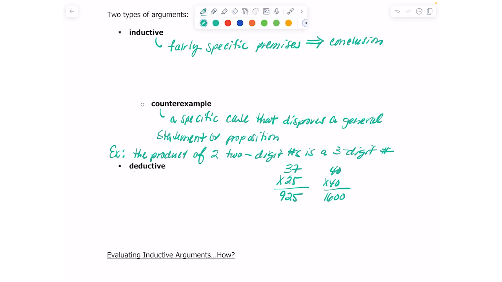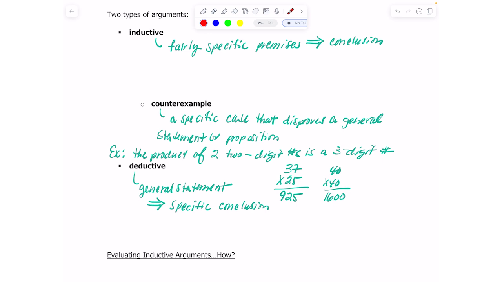So now if we look at deductive reasoning, that's when you're given a general statement and from there, you should get a specific conclusion. So think of them as kind of in reverse. Here you've got specific leading to general for inductive, and here you have general leading to specific for deductive.